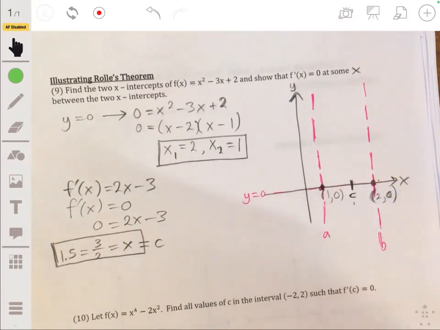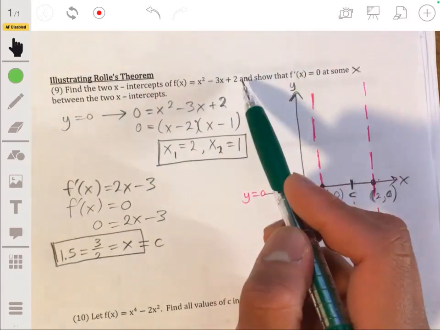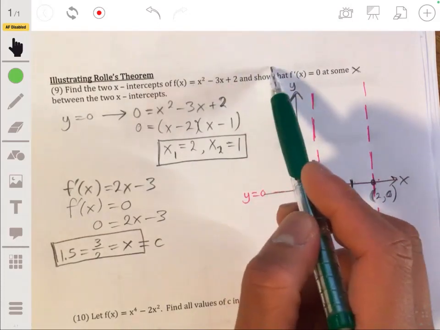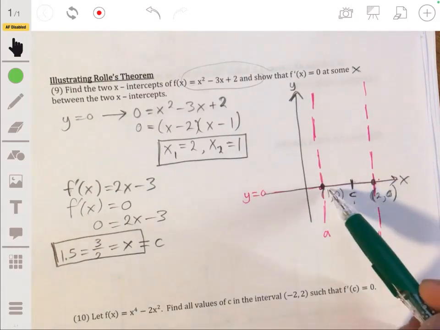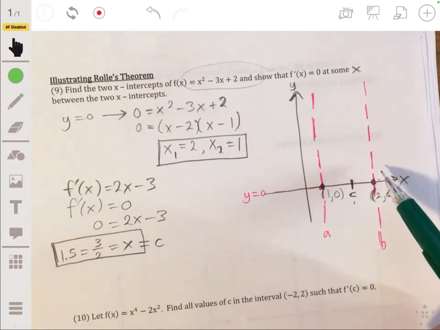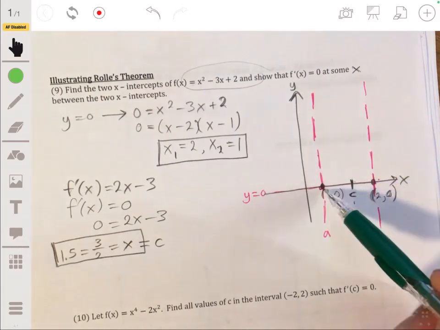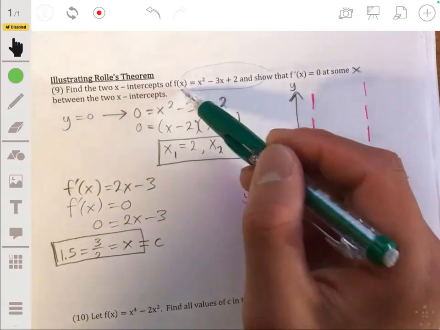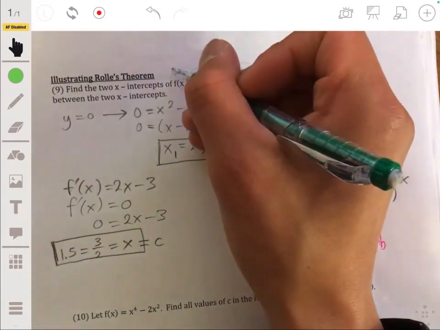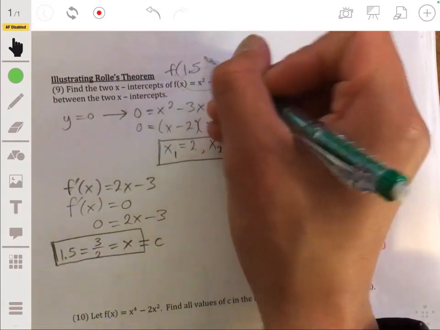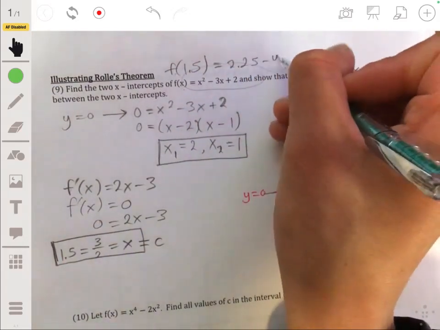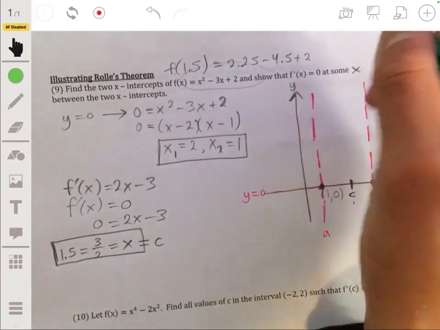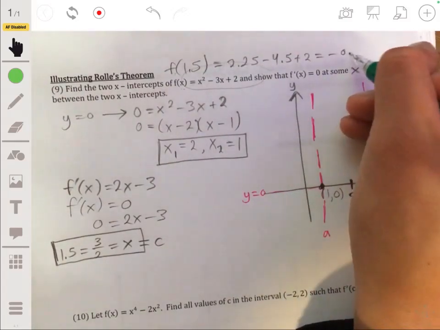Now, to build off of this, it's like, well, what does that mean exactly? Now I can't see the function. That's why let's graph this function. This is actually your regular parabola. This is not too hard to graph, because it's just going to have a vertex in the middle. If you remember, the vertex is always in the middle of the two x-intercepts. The middle of the two x-intercepts happens to be 1.5. So let's find the y value here, evaluating f of 1.5. I'm going to get 2.25 minus 4.5 plus 2. It becomes negative 0.25.